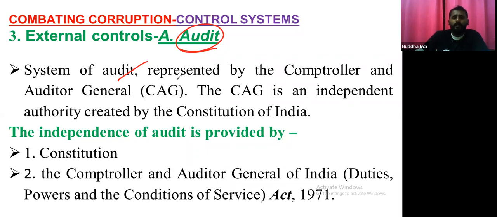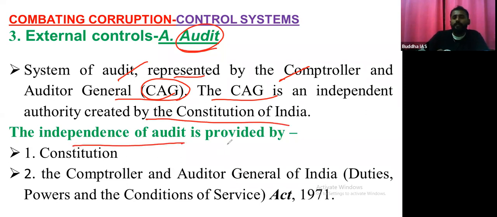The system of audit is represented by the Comptroller and Auditor General, CAG. The CAG is an independent authority created by the Constitution. The independence of audit is provided by the Constitution itself, and also by a law or act.